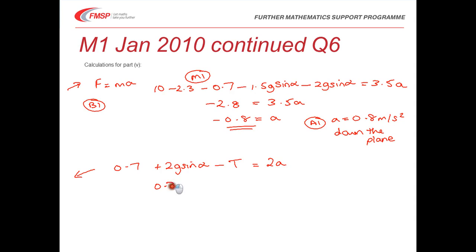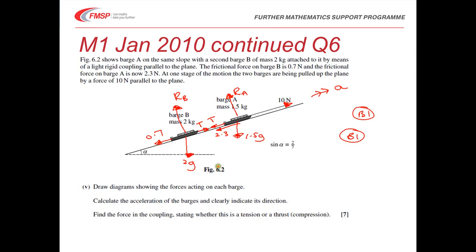Rearranging this, 0.7 plus 2g sine alpha minus 2a, and a is 0.8, equals T. Notice how I'm taking a as 0.8 because I'm doing it down the plane, so I'm now going in the correct direction. Working that out gives us T is 4.7 newtons. Because that's worked out to be positive, that means that it is a tension. The 4.7 is acting up the plane, so it's resisting the motion of barge B.